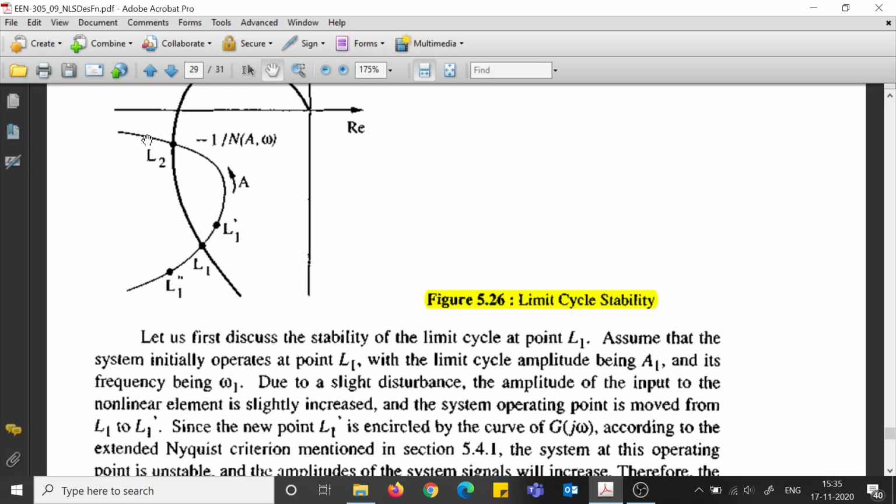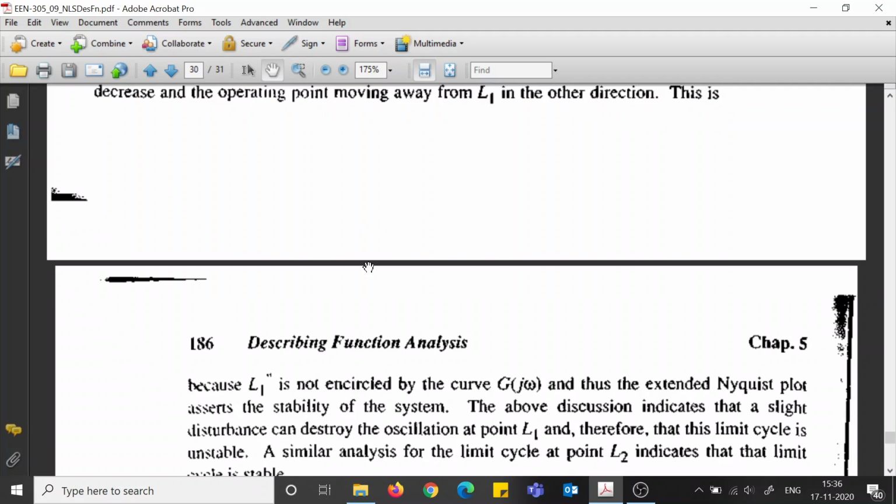In this region, what is happening? If you go in this direction a bit, then since this is a stable region, this will try to decrease the magnitude A and it will push this in this direction. So from this direction it is pushed this side, and from that direction it is pushed this side. So this L2 will be a stable equilibrium.